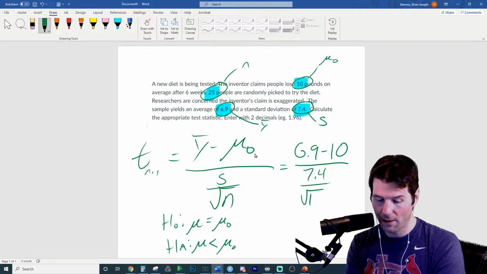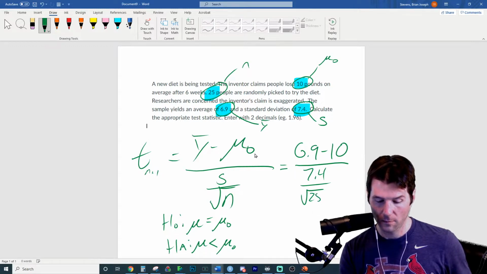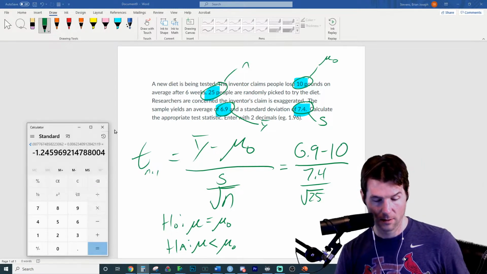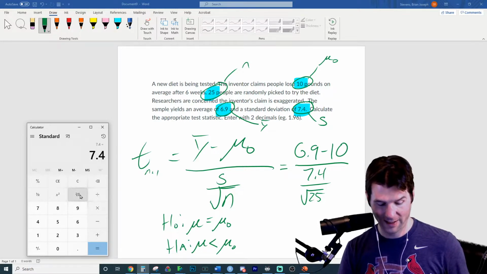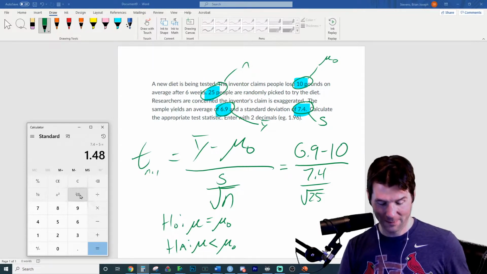And there we go. It's square root of 25. And so let's go ahead and take this. And 25 square root. I don't know why I did that. There we go. There's that.